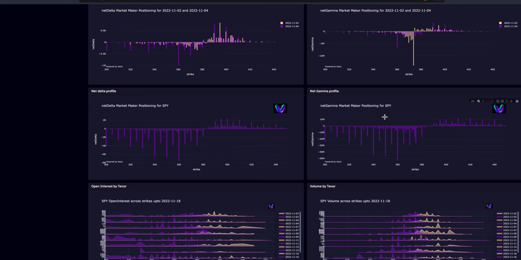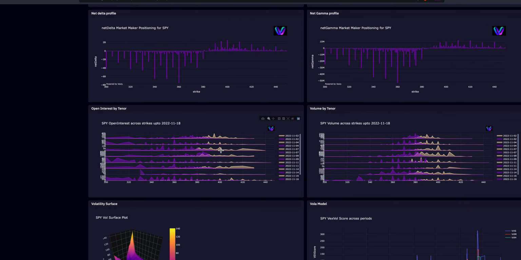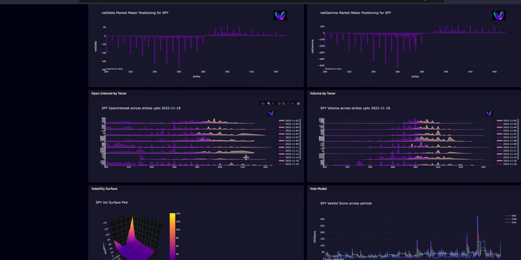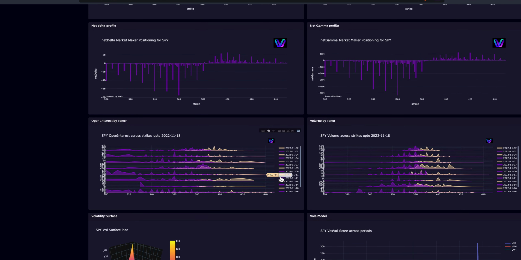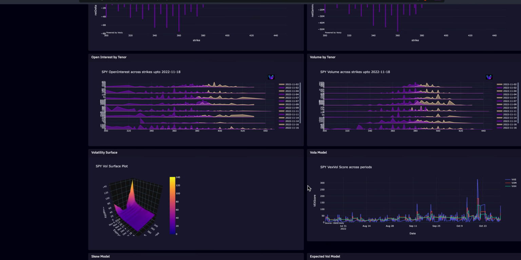So if it's on the gamma side, what is that across the chain, for everything, and then the same thing again for the delta side. So you can get a view of how positioning is short term in comparison to long term, right? And then you've also got open interest and volume, basically by each expiry. It makes it easier to understand what's going on from that perspective, and you can essentially compare straight off the bat. And then you've also got the vol surface with the vol model over here.